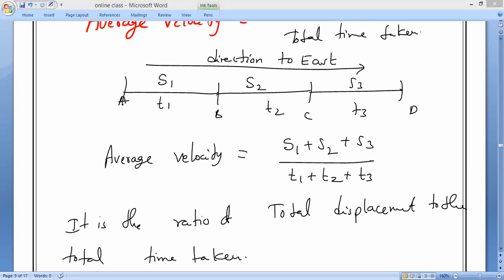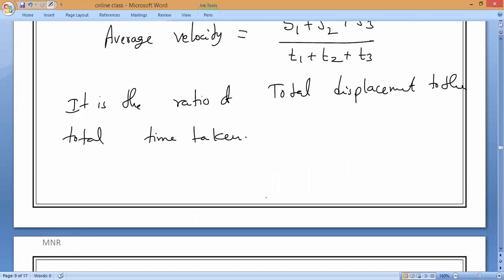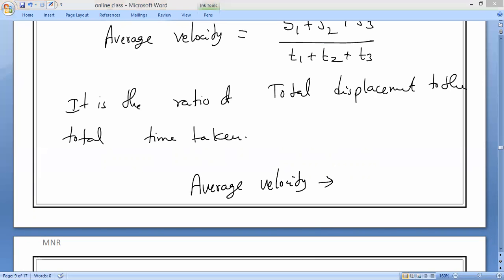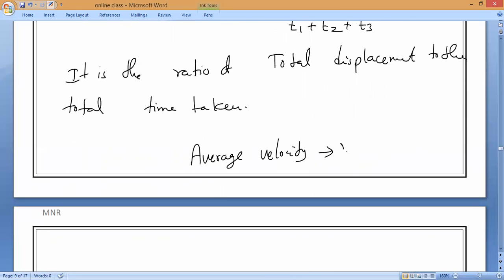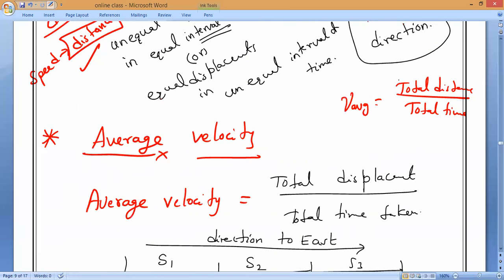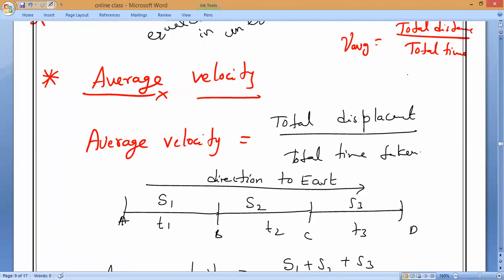Now you tell me, is average velocity a vector quantity or a scalar quantity? Average velocity is a vector quantity. Why? We are still mentioning the direction. Have you noticed it? So we can say average velocity is also a vector quantity. But average speed is a scalar quantity. Why? No direction is mentioned, but here we are using the direction. That is what you have to remember.